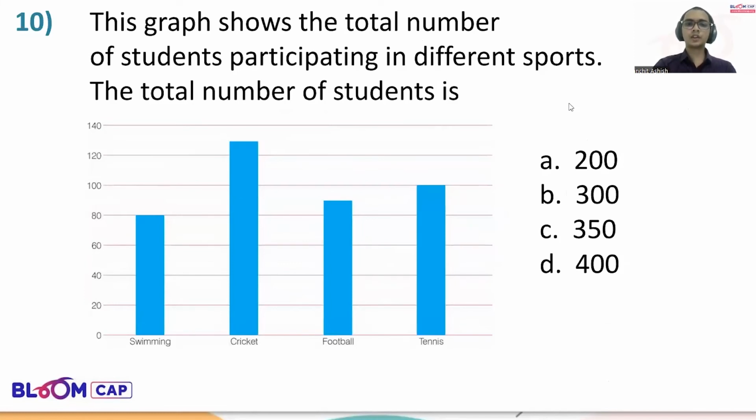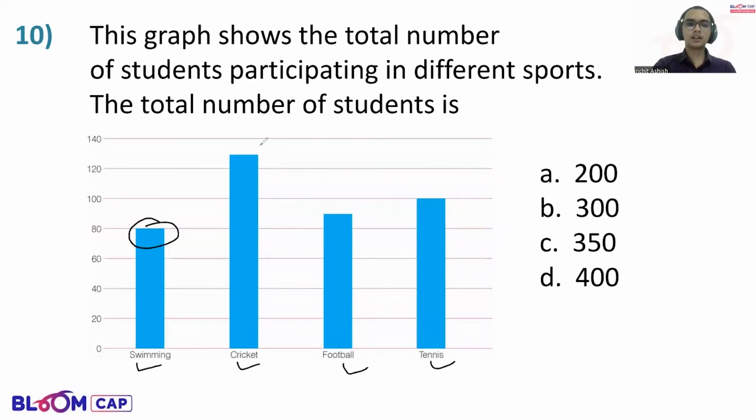This graph shows the total number of students participating in different sports. The total number of students is, okay, let's understand the graph. Here 4 sports are given and some students are participating in them, whose values we can find. Now the question is asking what is the total number of students.